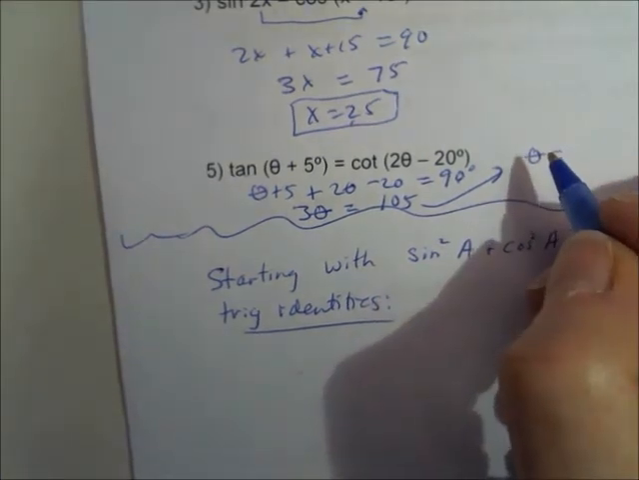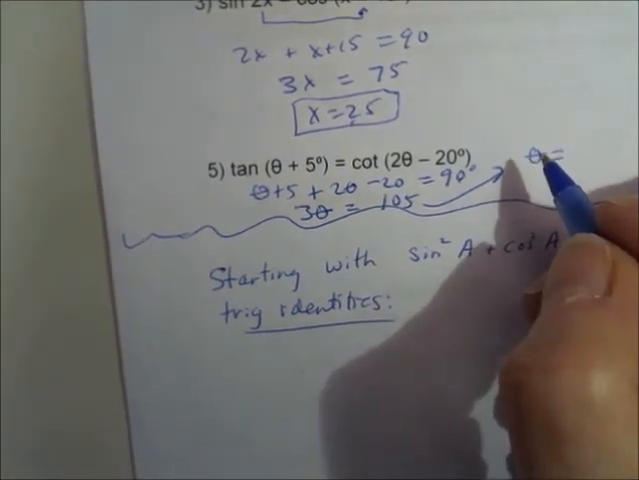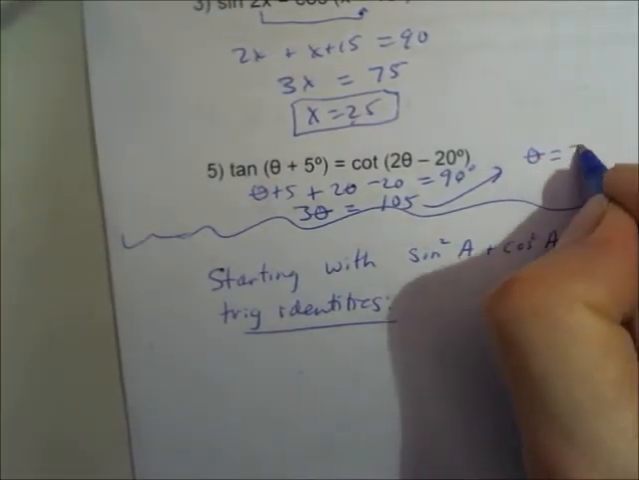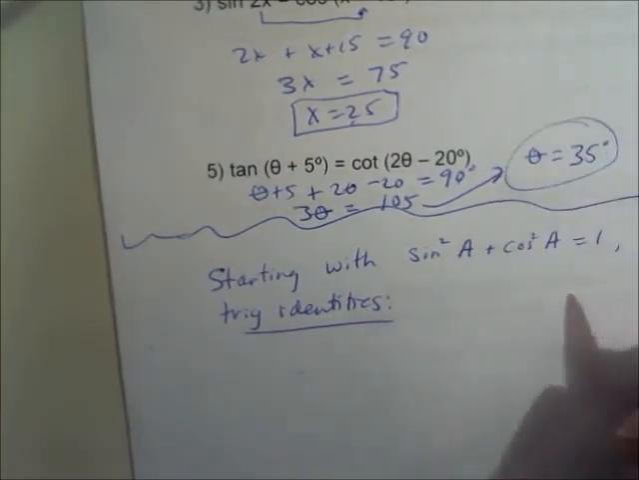So what's 105 divided by 3? 105 divided by 3 is 35. So theta is 35 here.